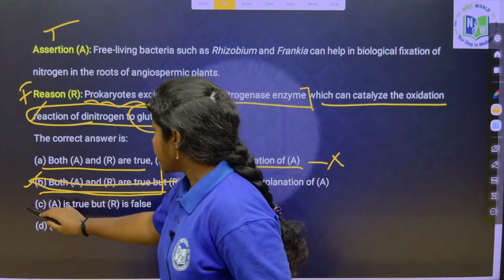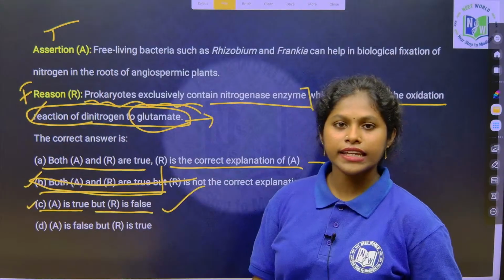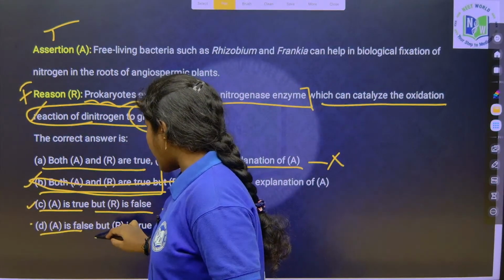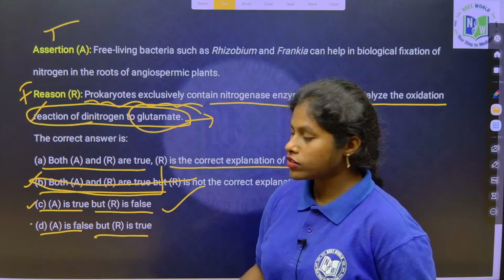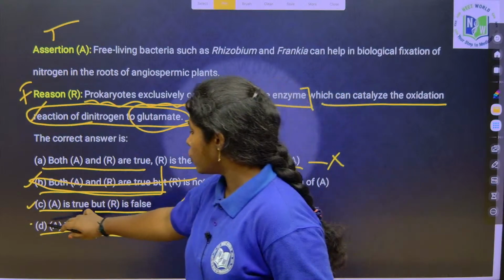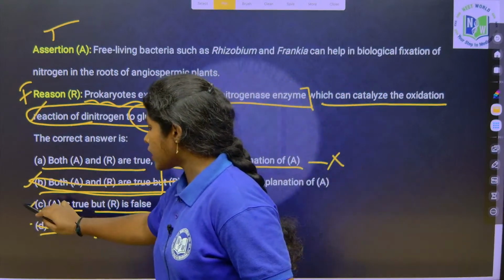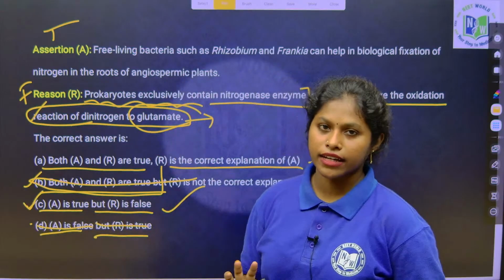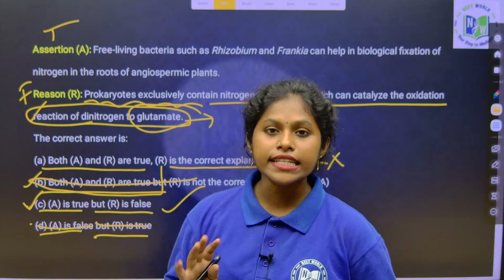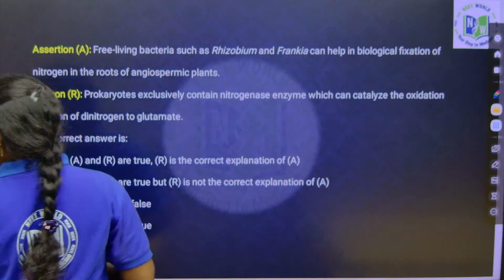Coming to C: A is true, R is false. This is the right statement. And coming to the D option, A is false, R is true. Of course, we know that R is false and A is true. Here, this is also eliminated from the options. The correct answer is C. Assertion is true, reason is false. Right? Now let's see the next question, students.